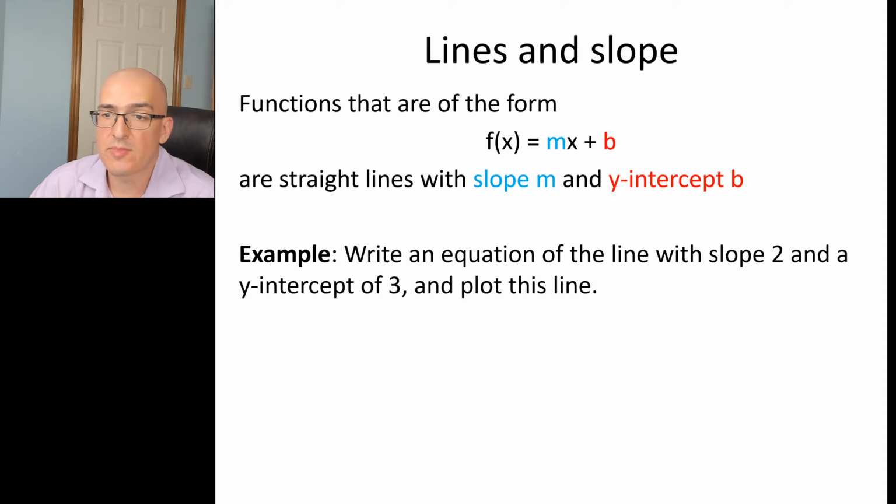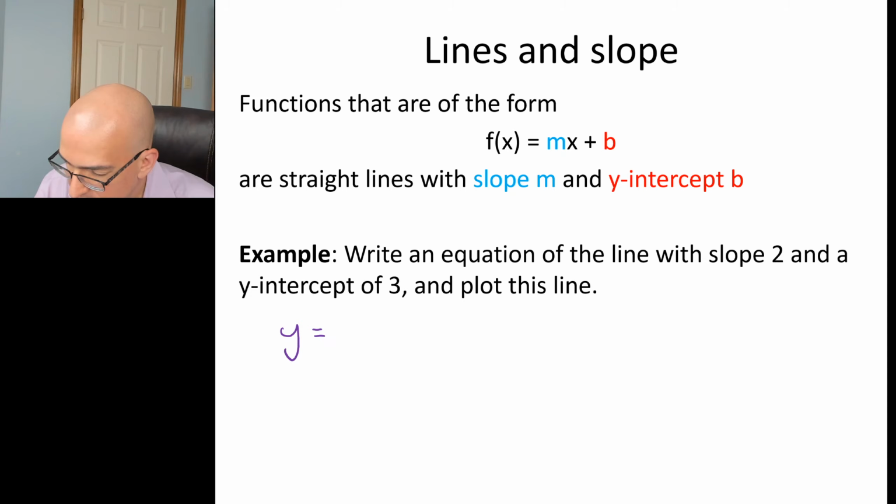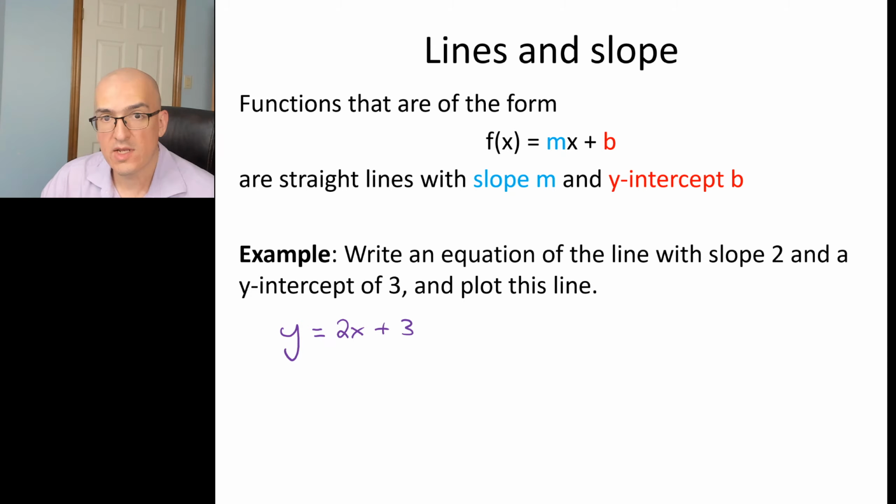In this first example, we're asked to write the equation of a line that has a slope of 2 and a y-intercept of 3, and then to plot the line. So we just put the information in directly. y is equal to 2x plus 3. Now we can make a graph.